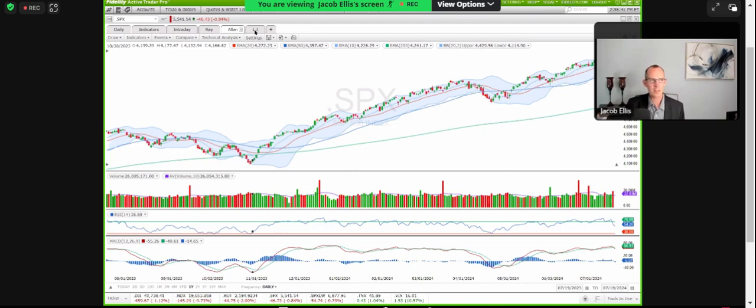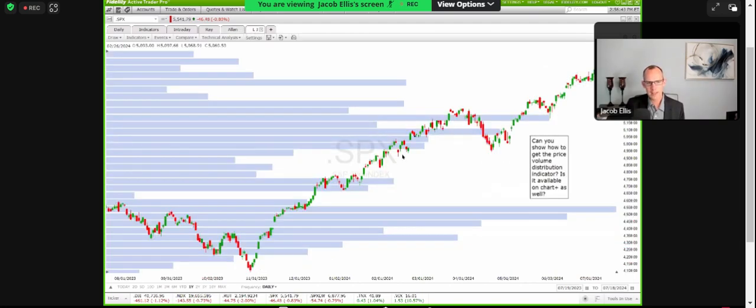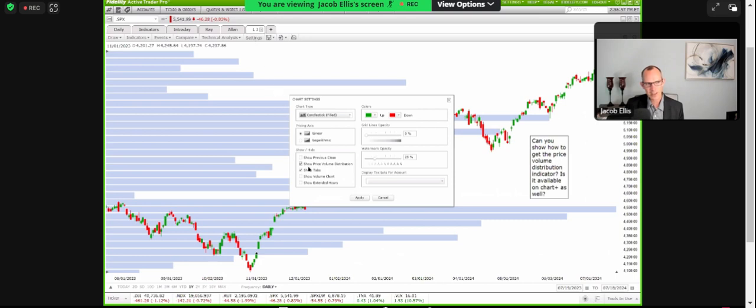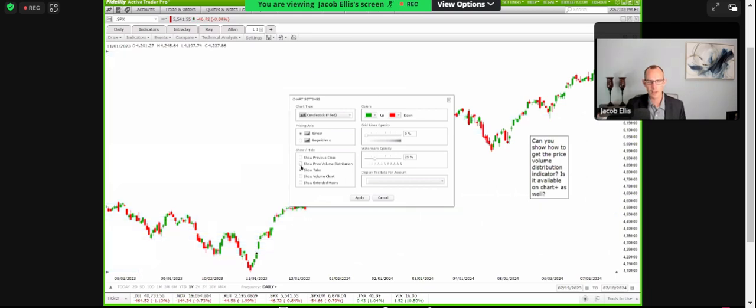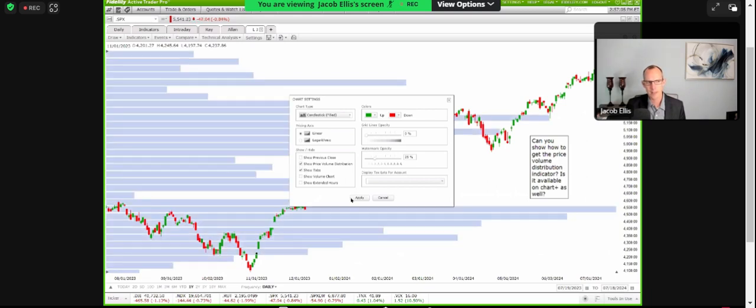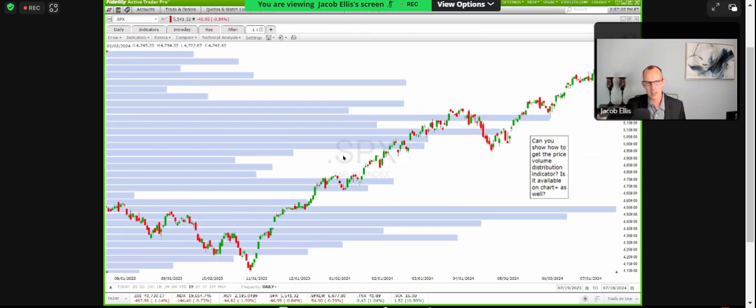All right. The next one was more of a question, and this was, can I show how to get that price volume distribution to show up as an indicator? This one came from LJ, and thanks for asking. You can add this by coming up here to settings and then clicking the little checkbox here that says show the price volume distribution. If I uncheck the box, you see it disappears from the background. Adding it there is all it takes.